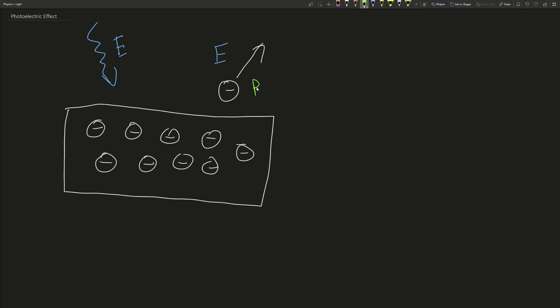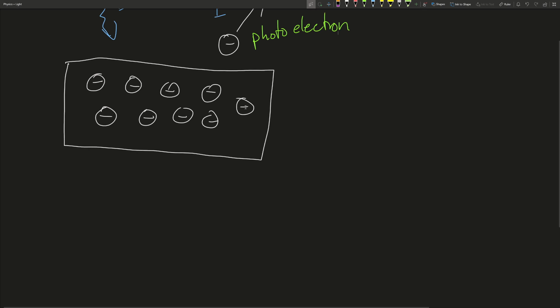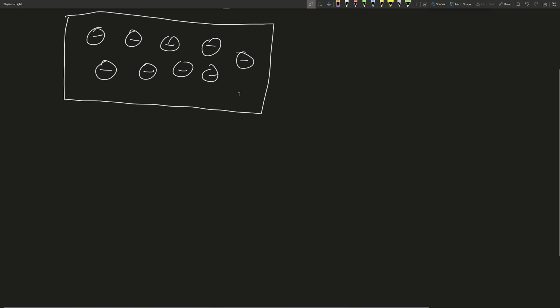And now this electron would be called a photoelectron. A photoelectron is just what it's called when an electron gets ejected from a material because of an incident photon.